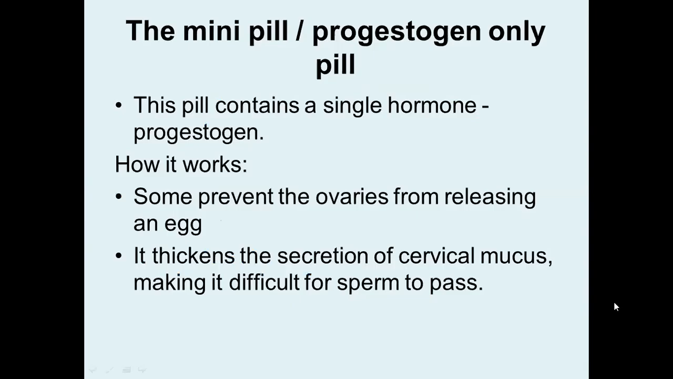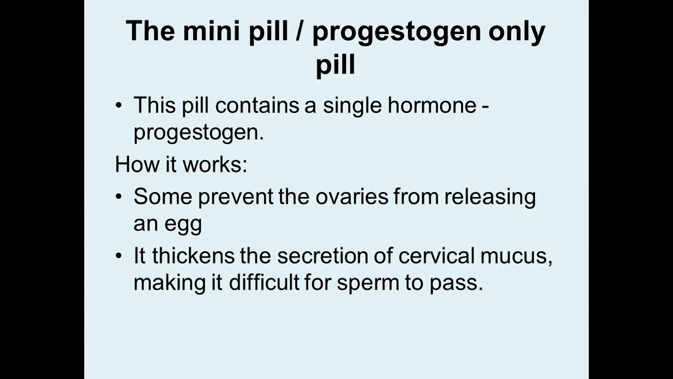Okay, I'll do this one and then I'll stop for the day. The mini pill or the progestogen only pill. And this one contains a single hormone. This was developed much more recently than the oral combined one, which, as I said, was the first type that was developed, and that was developed in about the 1960s. This one is much more recent.